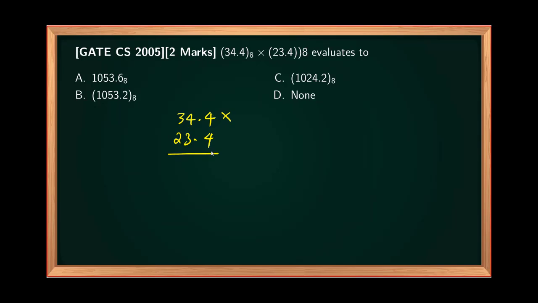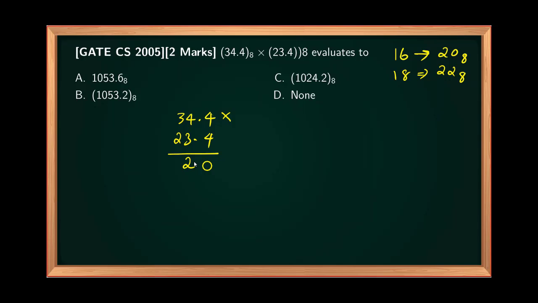34.4 multiplied by 23.4 base 8. 4 multiplied by 4 is 16 decimal. 16 decimal is 20 base 8. So I should write a 0 here, carry 2. 4 into 4 16, 16 plus 2 18. 18 decimal is 22 base 8. So I should write a 2, carry.